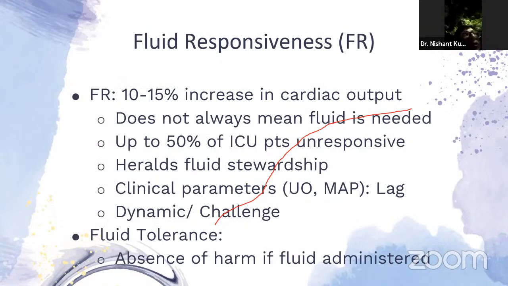So what is fluid responsiveness? Fluid responsiveness means that when we administer a bolus of fluid, there is an increase of 10 to 15% in the cardiac output. Now, remember, the static parameters never talk about cardiac output. We have been talking about CVP, pulmonary artery wedge pressures, and other parameters, but never the cardiac output. So the cardiac output is the dynamic parameter, which will tell you whether the flow has increased or not, rather than just the pressure.